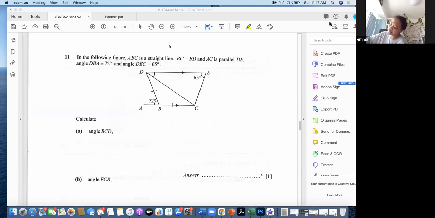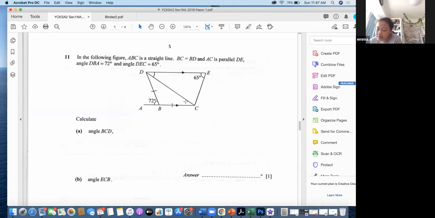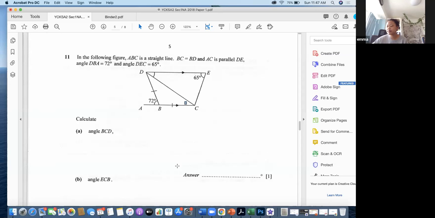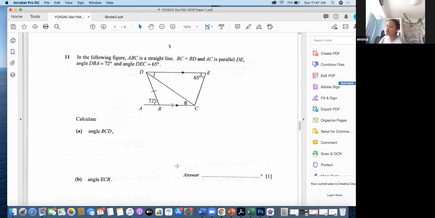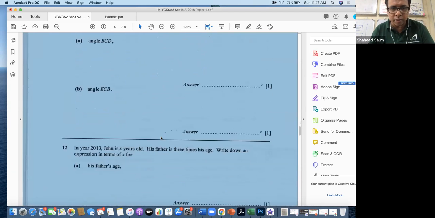72 and 115 degrees. Cannot be 72 degrees. BCD is here. You're right. This and this is 72. But one of it is 36. Okay. So the other one would be 115. 115 is for ECB. Yeah, correct. 115. All right. So still okay because just a slight careless error.